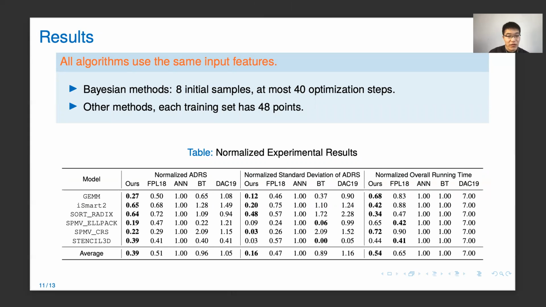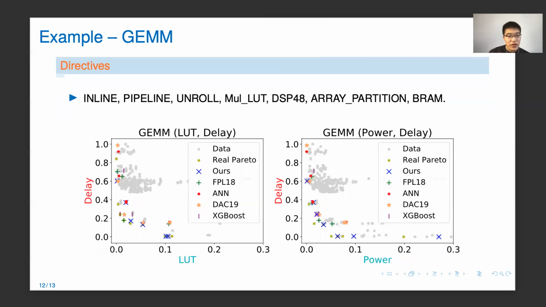The Bayesian optimization in our method randomly samples 8 points to initialize the model and then conducts at most 40 optimization iterations. The results show that our method achieves the best ADRS performance compared with these baselines. Besides, the average values of the running time and the standard deviation of ADRS are also the optimal. Here we show a result example of our method on GMM and 3 objectives: power, delay, and consumption of lookup tables. All of these data are normalized. The results show that our method outperforms the 4 baselines.